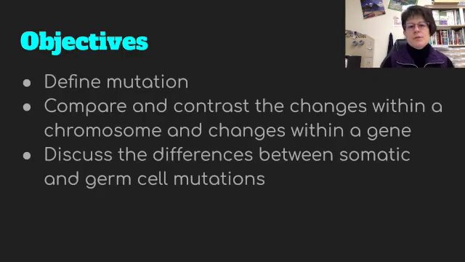So our objectives were to define mutation, compare and contrast the changes within a chromosome and changes in a gene, because there are chromosomal changes, there are gene changes, and also discuss the difference between somatic and germ cell mutations. Remember, somatic is the regular cells in your body, affects the individual that the change takes place in, and germ cell mutations are the sex cells, sperm and egg, and those can be passed on to the next generation.